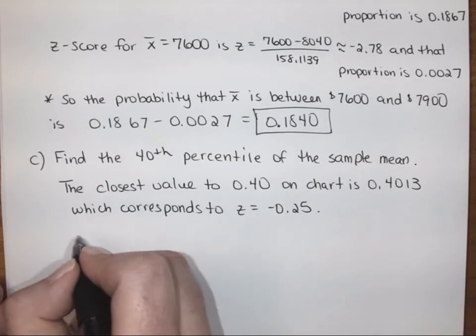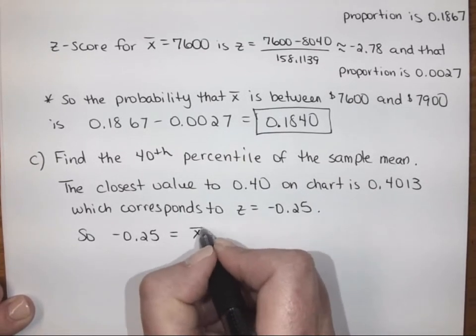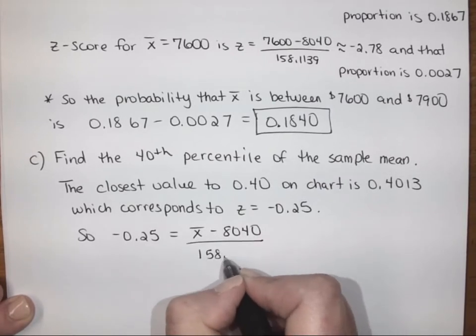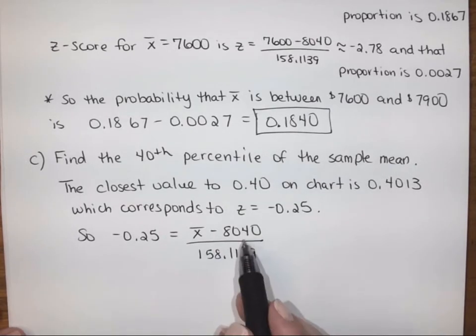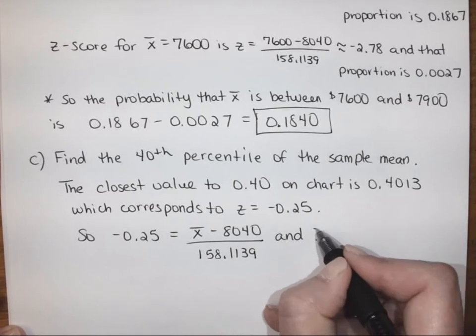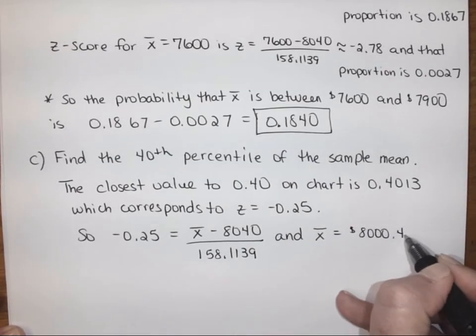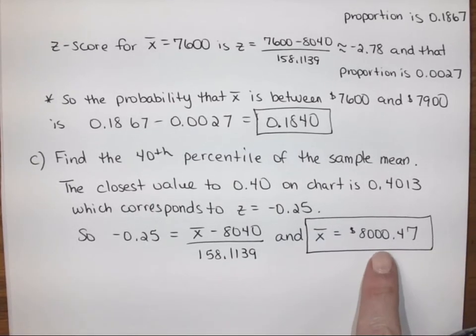Okay, and then you take that negative 0.25 and you solve for what x bar would need to be. So x bar minus 8040 over the standard deviation we found. So cross multiply, add the 8040, and so we can expect that 40% of the means are going to be less than this exact quantity. Okay, notice we round to the nearest penny when it's money, not the nearest dollar.